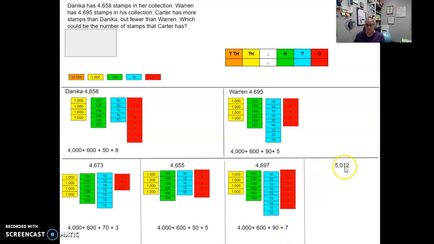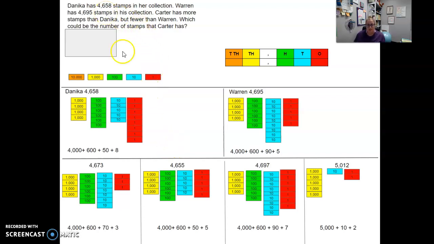Our final number is 5,012. So I have 5 groups of 1,000. I don't have any hundreds. I have 1 group of 10, and I have 2 groups of 1. And if I put that in expanded form, it would be 5,000 plus 10 plus 2. Now I'm actually going to look at my answer choices.